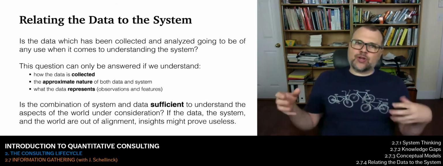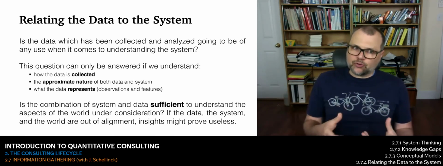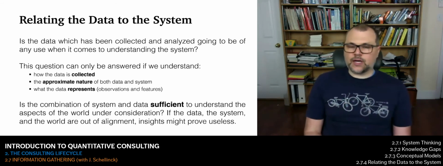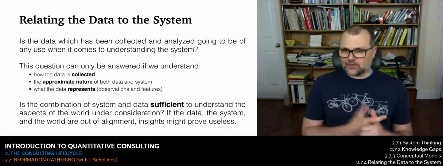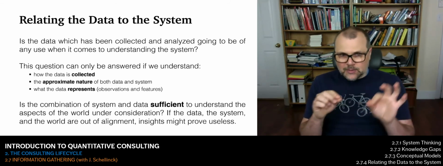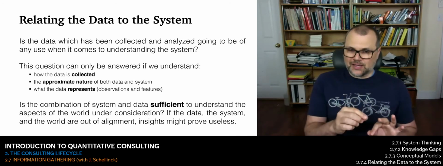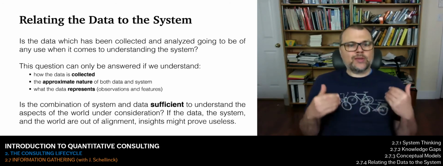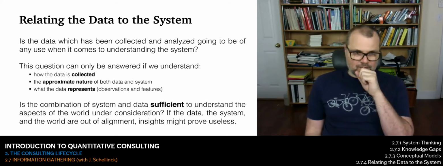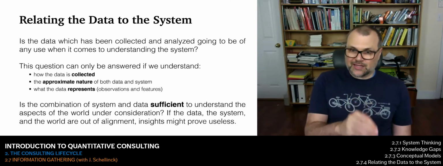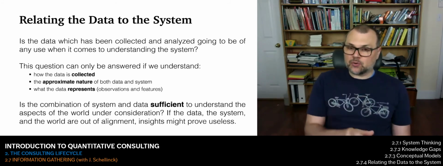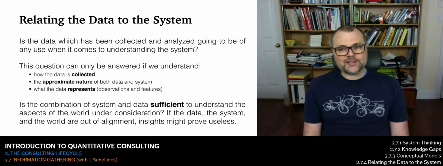There's also the issue of relating the data to the system from which it arose. Is the data that you've collected and analyzed going to be useful for understanding the system? You can truly only answer that if you understand how the data is collected, what is the approximate nature of the data within the system, and what the data is meant to represent. Is the combination of the system, so the explicit model, and the data that we've collected sufficient to understand the aspects of the world that you're studying, that the client wants studied?